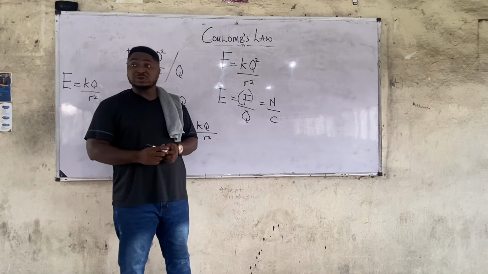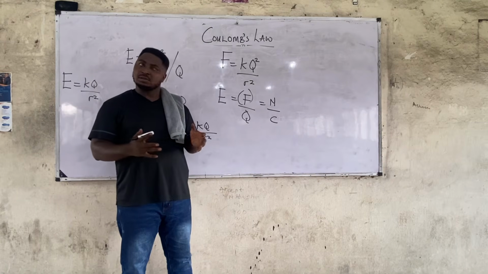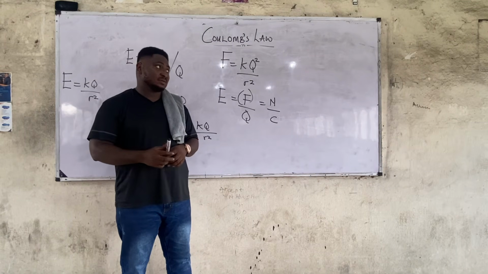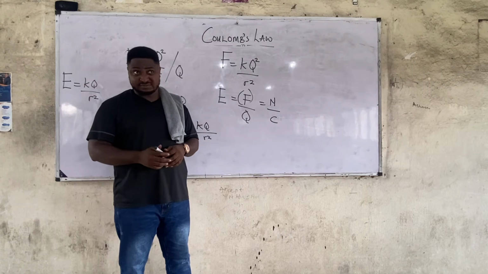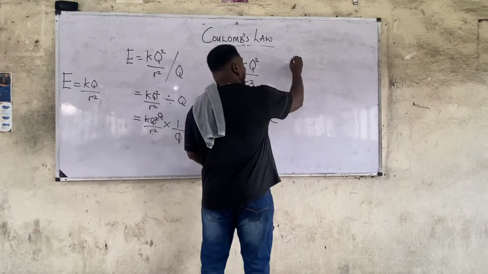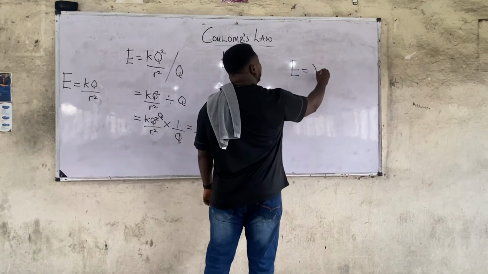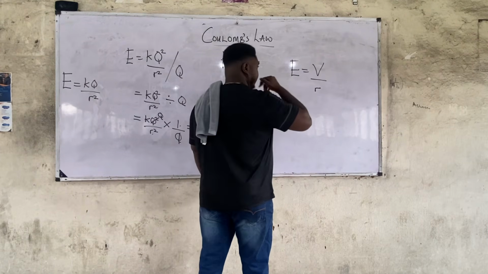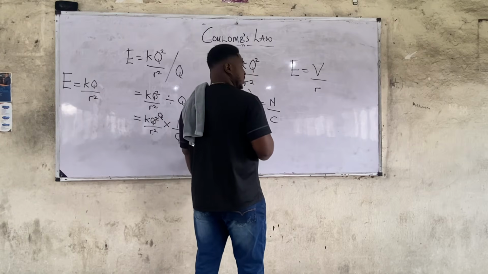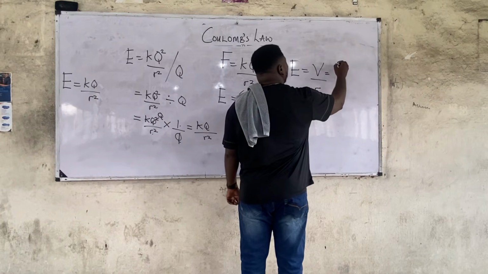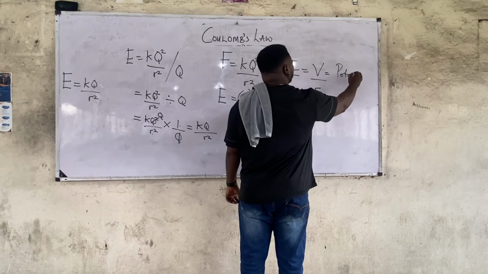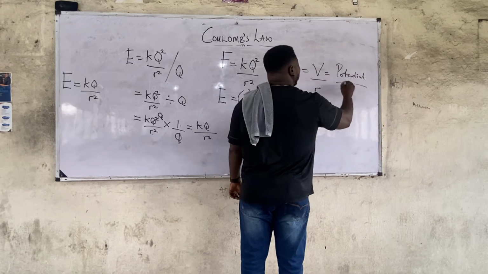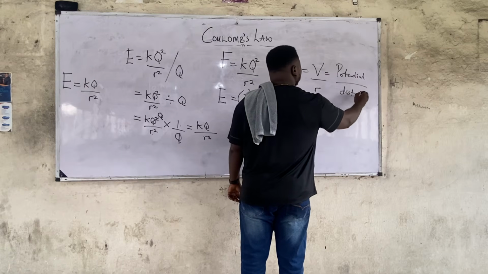Because electric field E is also electric potential per unit length. Electric field E is the quotient of the electric potential V. Electric field E is V all over R, where V represents potential or voltage. Potential, electrical potential. And R represents distance.